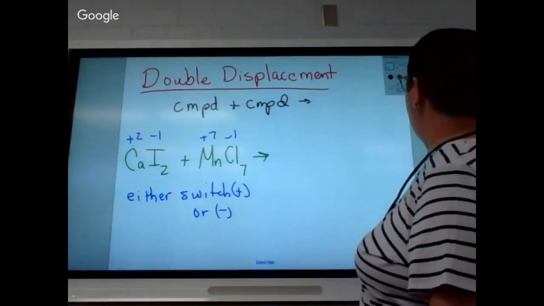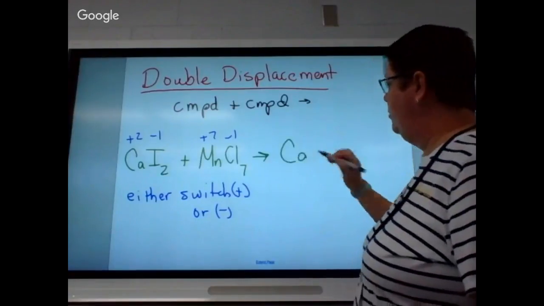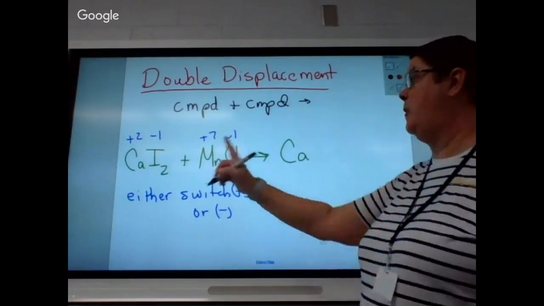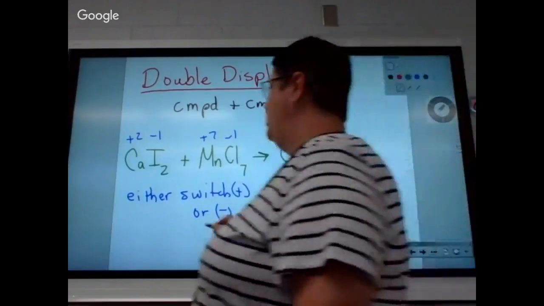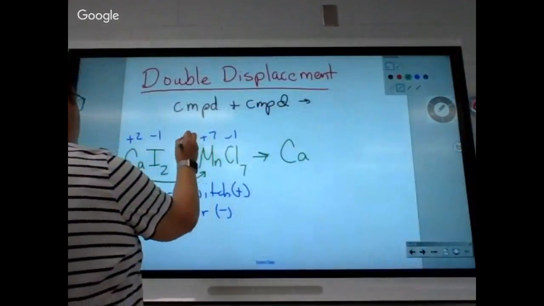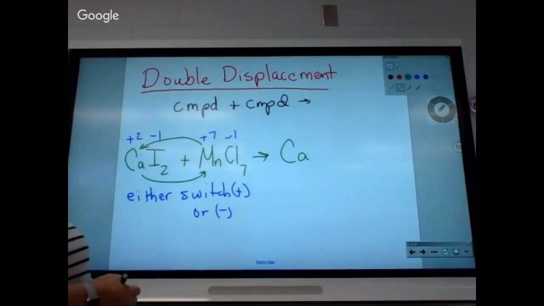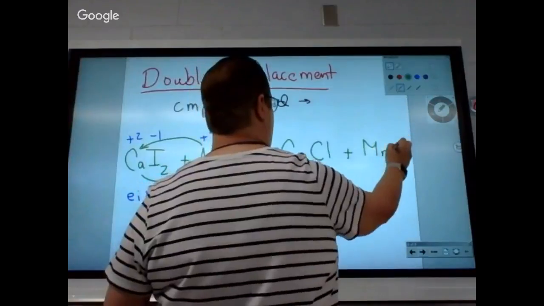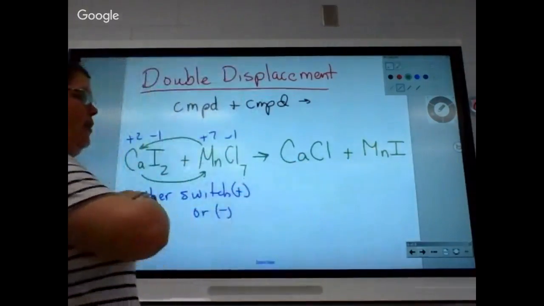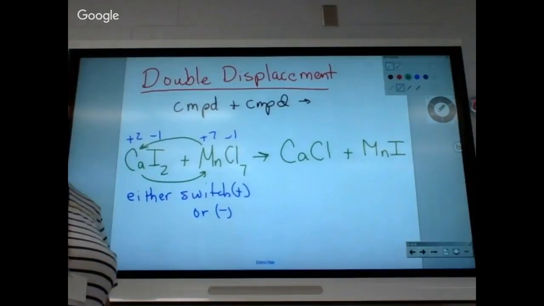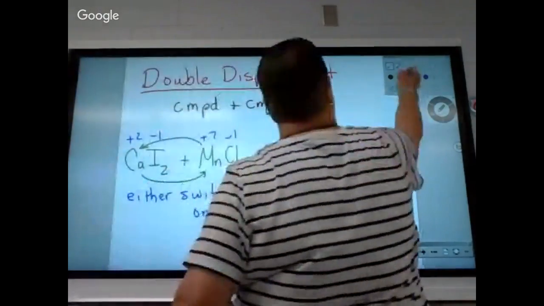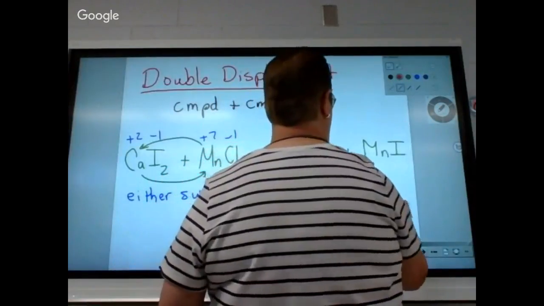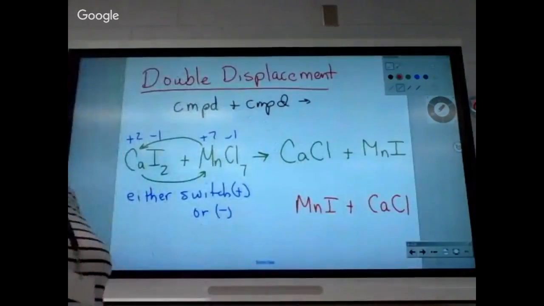So when I put in my products, Ca, when they switch, is going to be with who this time? Okay, don't put the two positives together. We're switching. So Ca is going here, and Mn's going there. So Ca is going to be with who? Cl, and Mn is going to be with who? I. Now, they're all compounds. If you wrote it as like MnI plus CaCl, it's fine. There's nothing wrong with that.